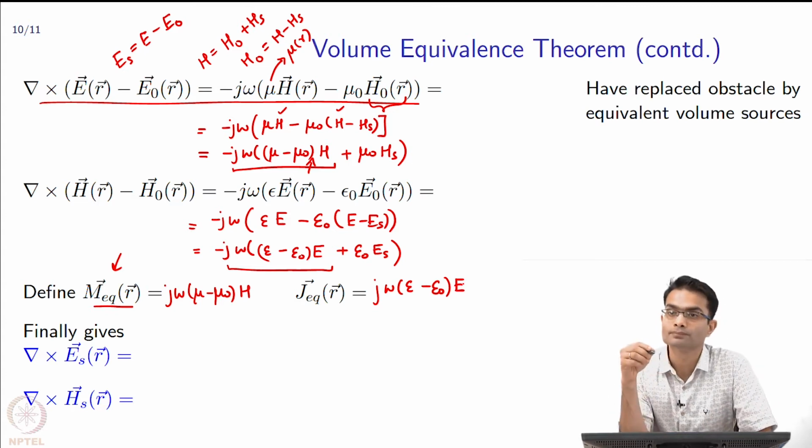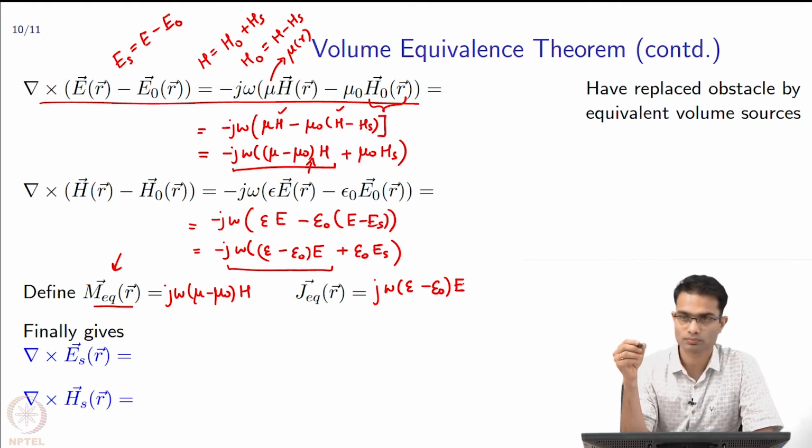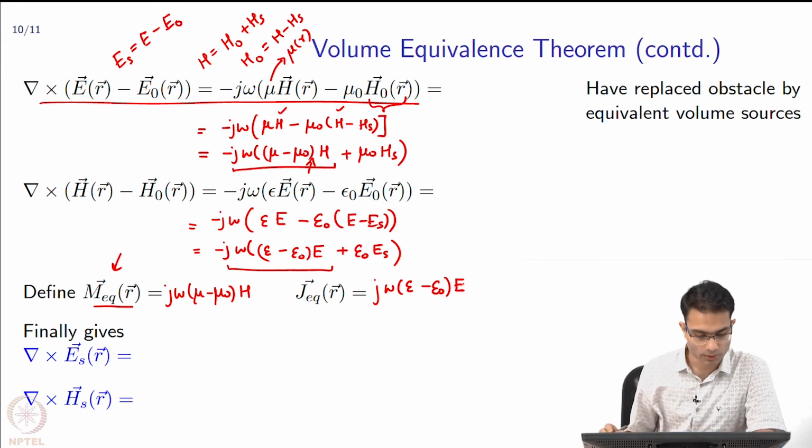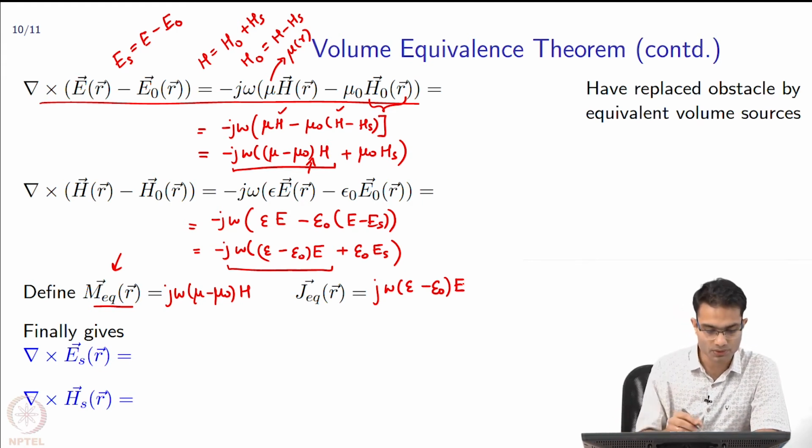Suppose we eliminate the total field. We will see. All right, so now when we combine these equations, what is the first equation? Let's call this equation 1 over here.